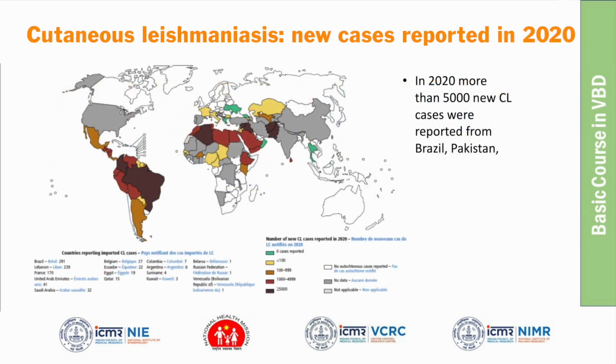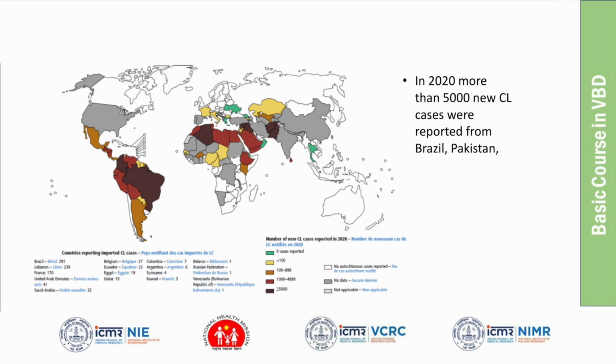The CL cases, new cases reported in 2020 are displayed here. This is by WHO weekly records from the WHO, and it shows that in 2020 more than 5,000 new CL cases were reported, mostly from Brazil and Pakistan. So Brazil is the brown area here, and then here Pakistan. These two areas are mostly affected, and they contribute more than 5,000 cases in 2020 itself.